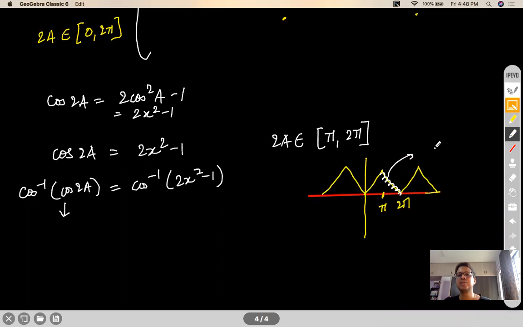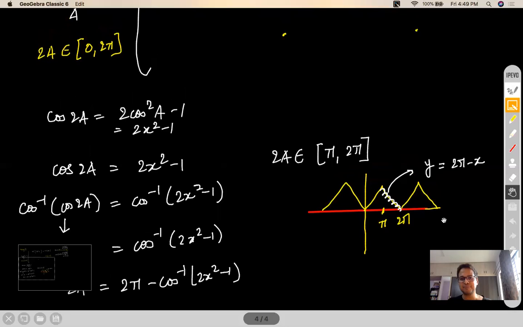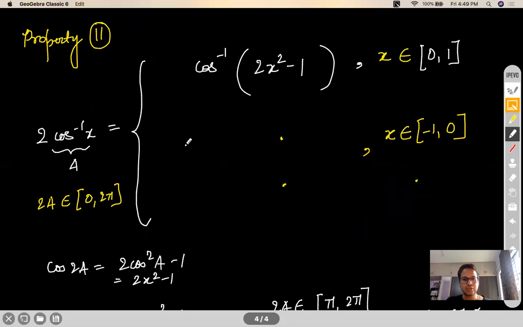So this line is y is equal to 2 pi minus x. So here I will get 2 pi minus x. X is 2a, so we have to make 2a the subject of the formula. So 2a will become 2 pi minus cos inverse of 2x square minus 1. So the answer here will become 2 pi minus cos inverse of 2x square minus 1, for x lying between minus 1 to 0.